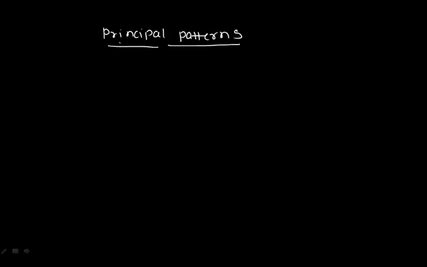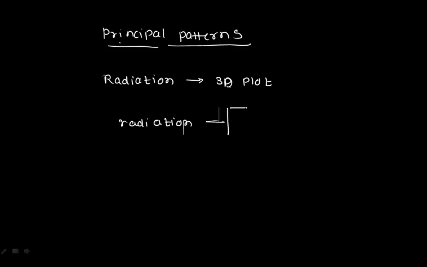Whenever I'm talking about the principal pattern, what I need to understand is how my antenna radiates. To understand the radiation of an antenna, generally we need to do a 3D plot. Okay? But it does not always require that you go for the 3D plot. If you are plotting your radiation pattern with respect to the E field pattern and H field pattern, whatever your E and H are, these two parameters are sufficient to understand what kind of radiations my antenna gives.